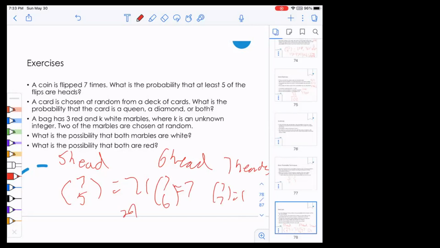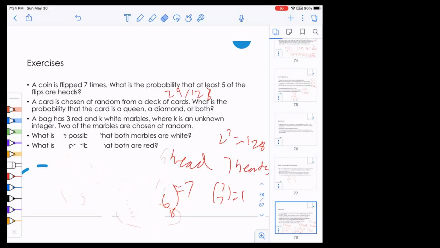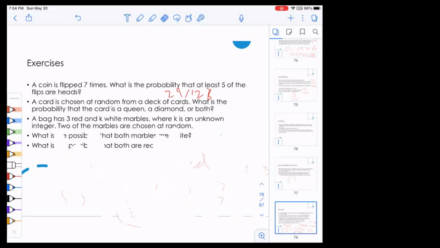But now we need to find the number of possible outcomes. Since each coin has 2 possibilities, heads or tails, and there are 7 of them, the number of possible outcomes is 2 to the power of 7, which is 128. So now we simply divide 29 by 128, and that is our answer for the probability for the first question. All right, so that is our answer for the first one.